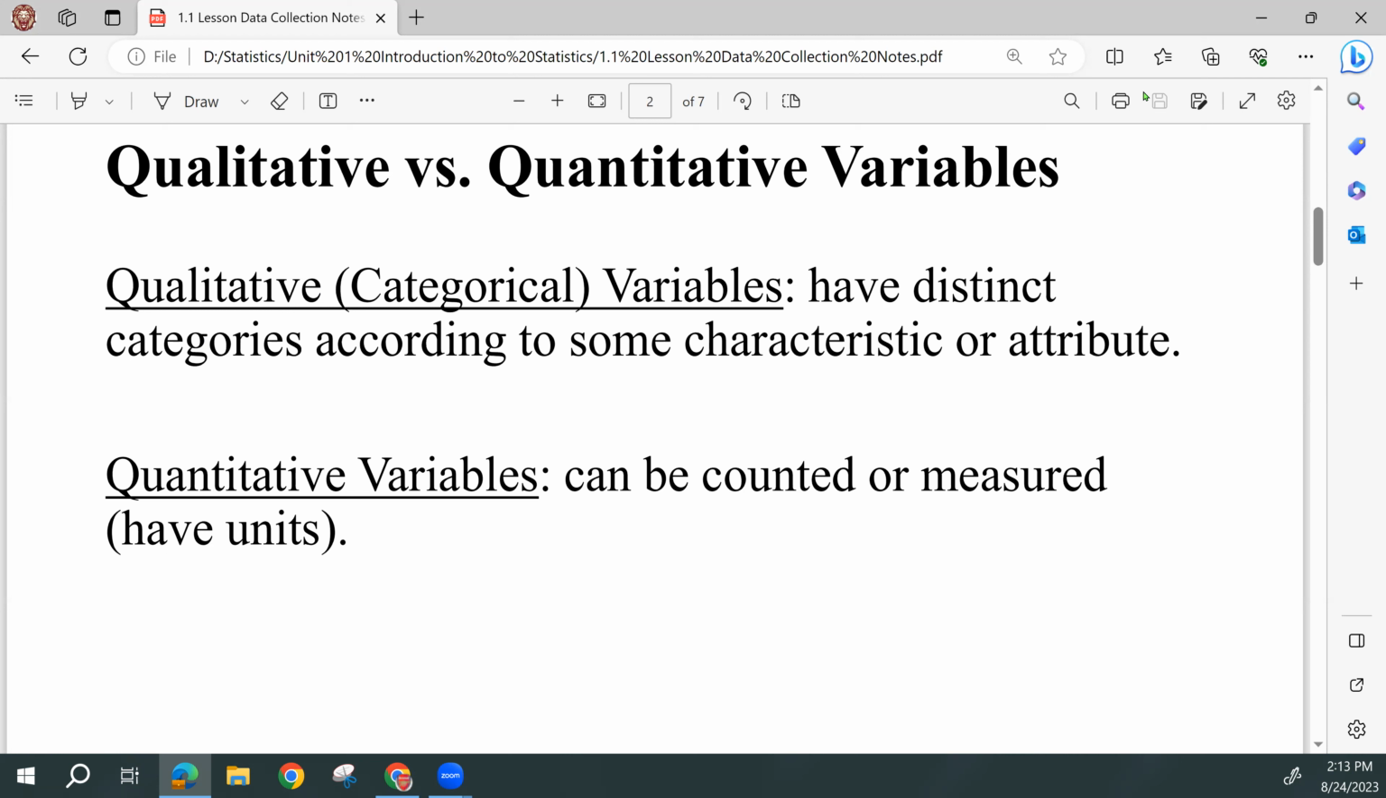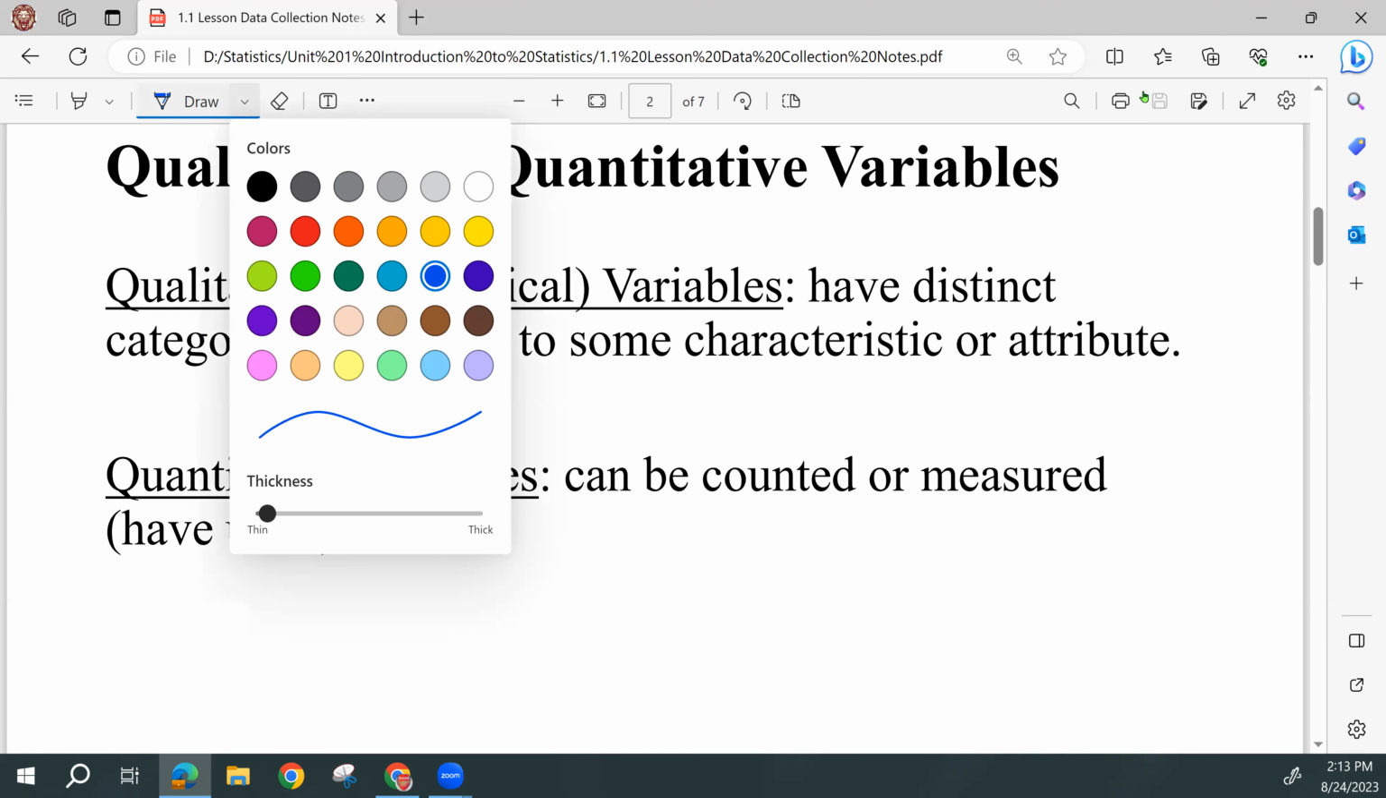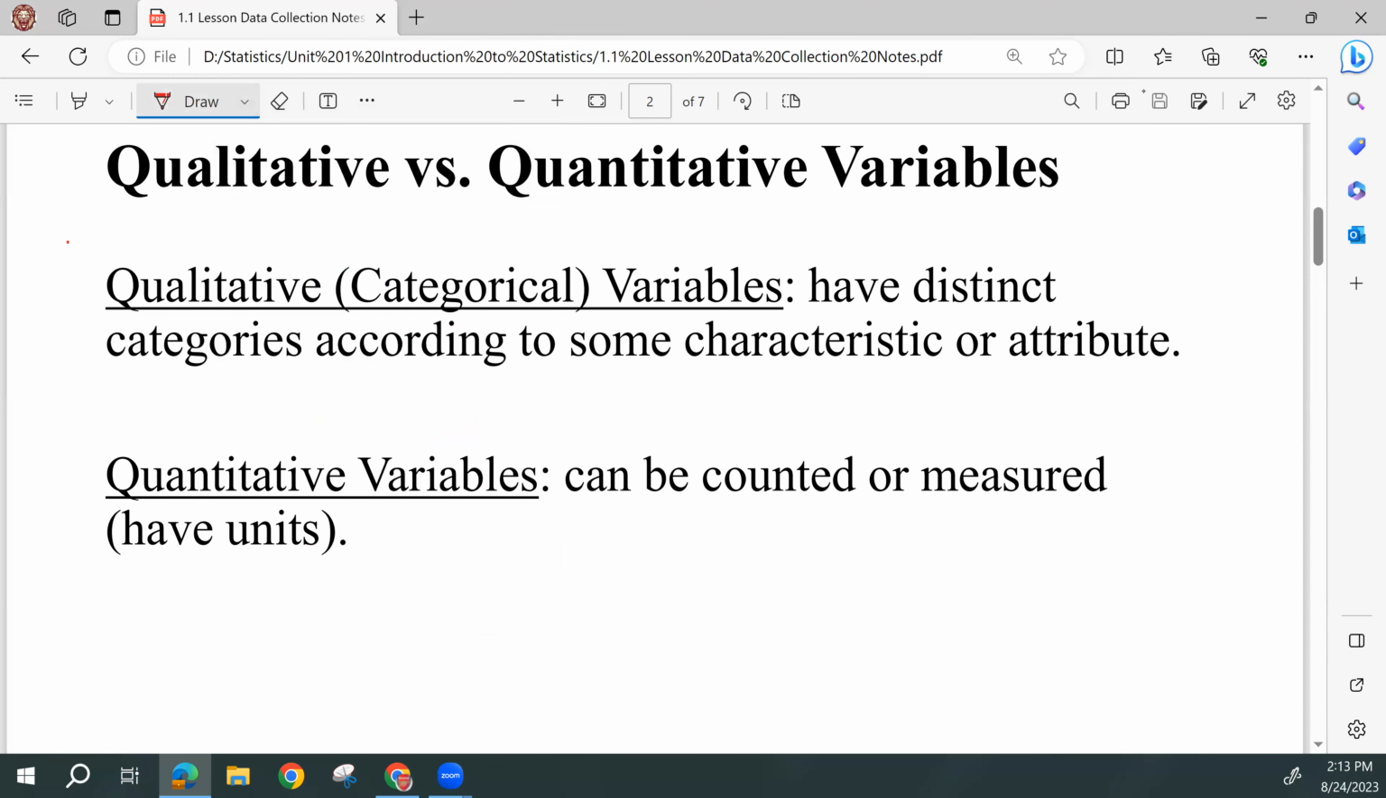So there are two different types of data that we will talk about. We spoke about this in the first lesson very briefly, and I referred to qualitative data as categorical data, which I know I have written right here as well. So two different types of data: qualitative or categorical, and quantitative.